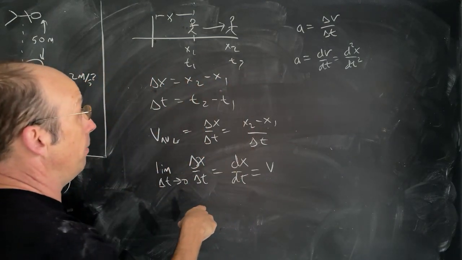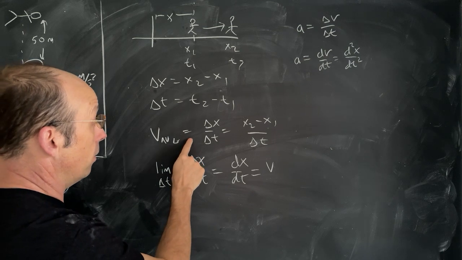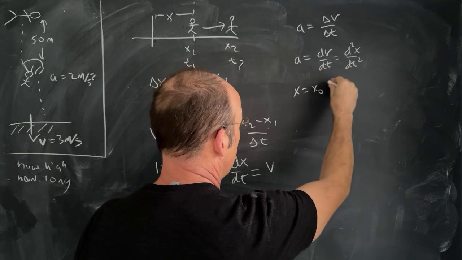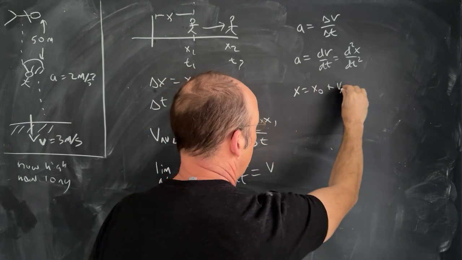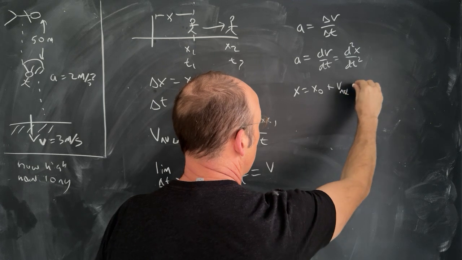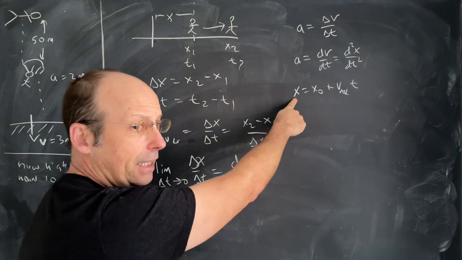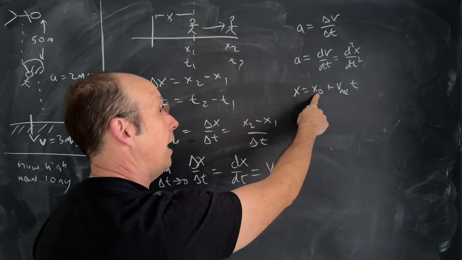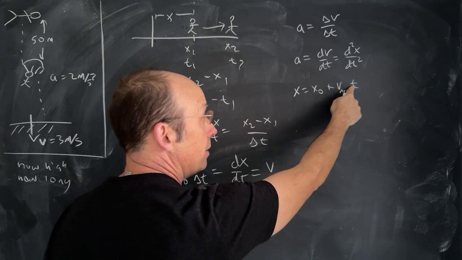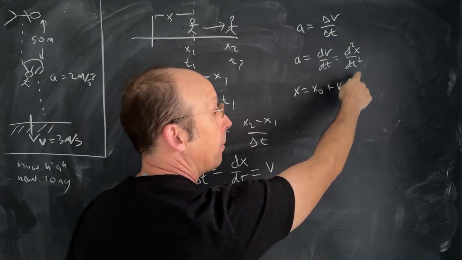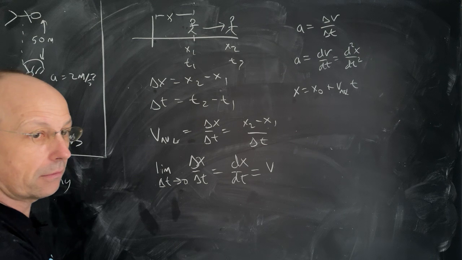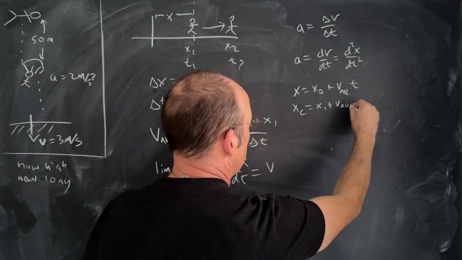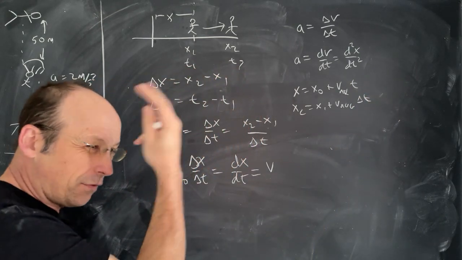But already we have one of the kinematic equations. If I look at this equation right here and solve for x2, I can say x as a function of time is equal to the initial x plus the average velocity times the time. In this expression, x is a function of time, x0 is the position at t equals 0, and delta t is the final t minus the initial t of 0, so we just put it as t. You could write this as x2 is x1 plus v average delta t. There are just two ways of thinking about the same thing.